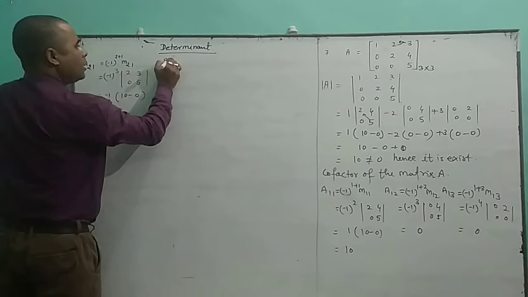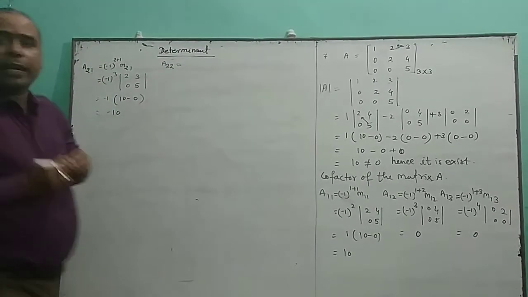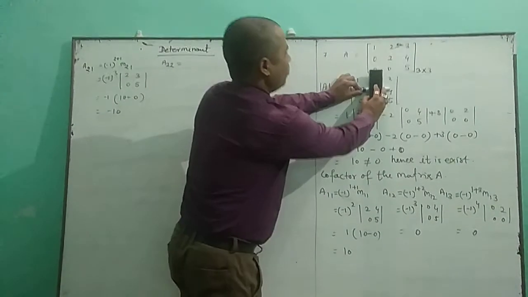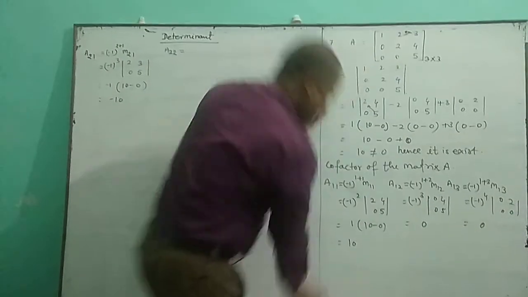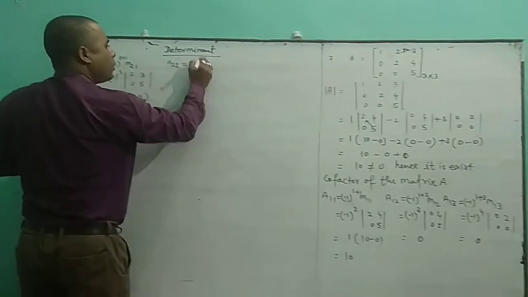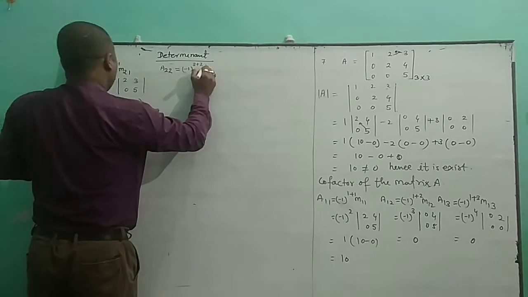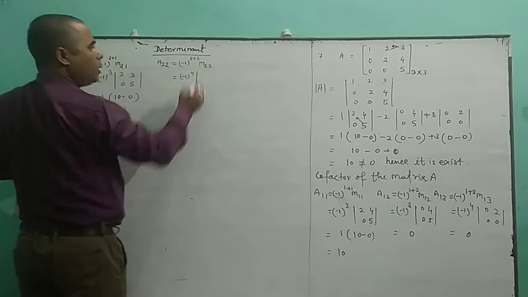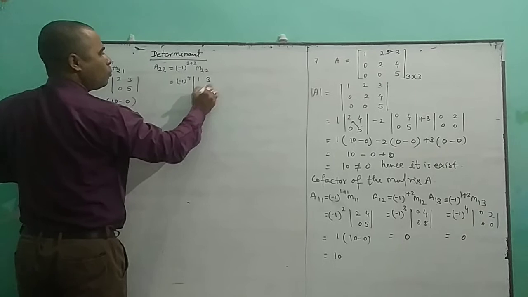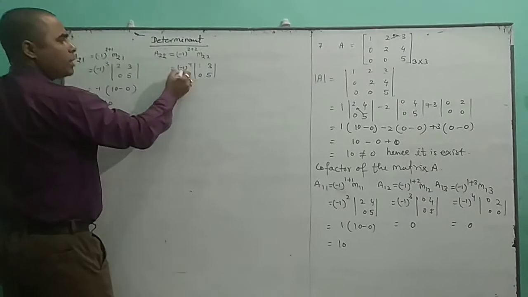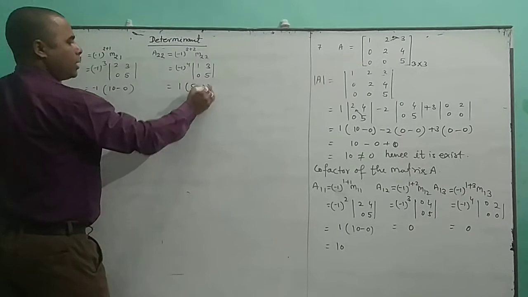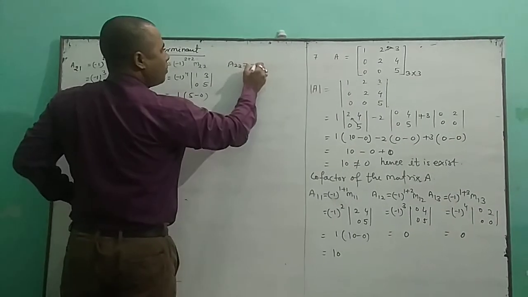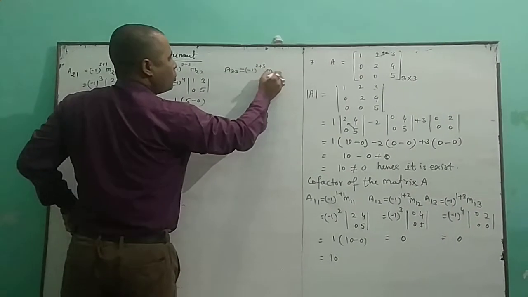10 minus 0 is 10, so minus 10. This is A21. Now A22. Second row and second column we have to close. This is the second row and this is the second column. 1 3 0 5 will be left. Minus 1 to the power 2 plus 2, M22, it means minus 1 to the power 4. The value of this one will be 1 3 0 5. Now minus 1 to the power 4 times 1, this is 5 minus 0. It means 5.